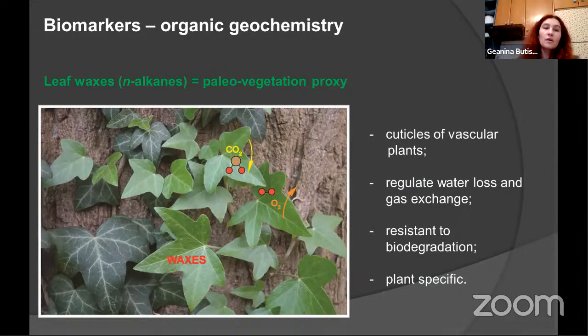Thus, they are really useful for the plants. And most important, they are plant specific, which means that every plant has its own biological signature. So we cannot mistake the paleo reconstruction.